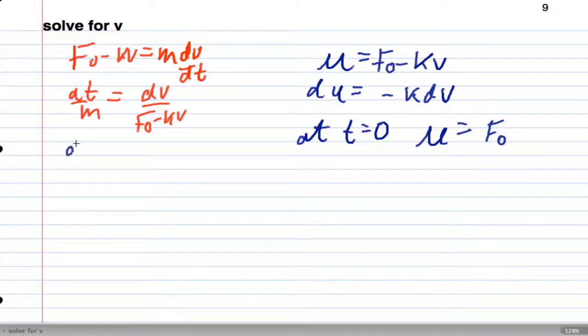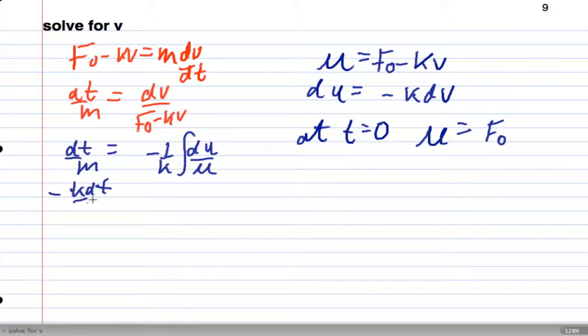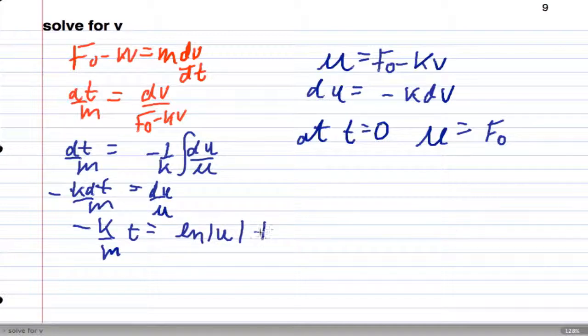So we have dt over m equals negative du, and I'll have a 1 over k out here, over u. So we're going to end up getting negative k dt over m equals du over u, and so we're going to end up getting negative k over m dt, negative k over m t equals the natural log of u plus c.